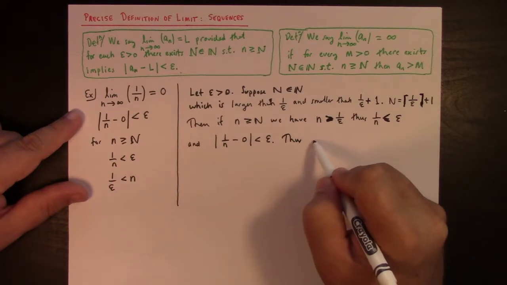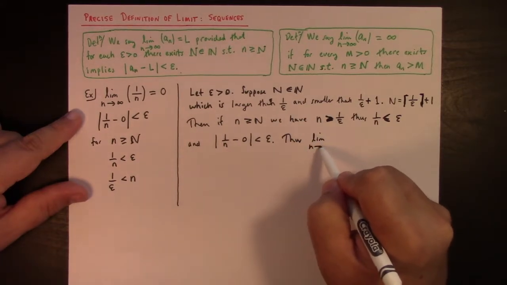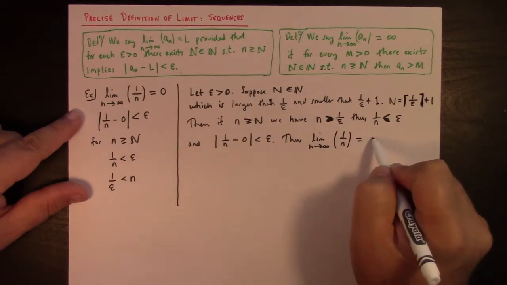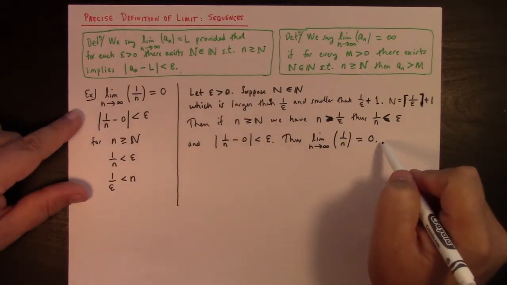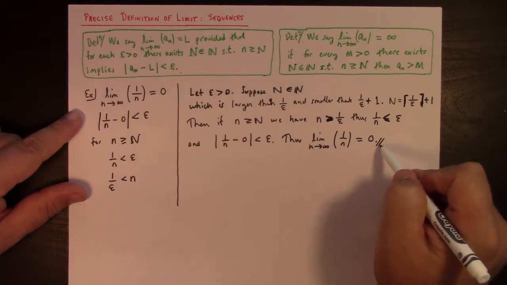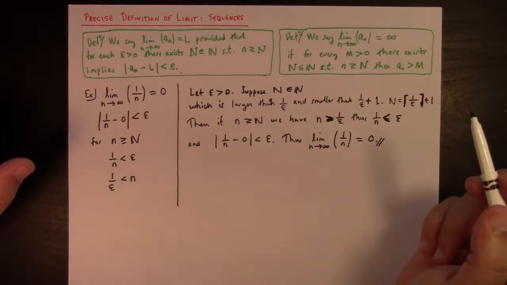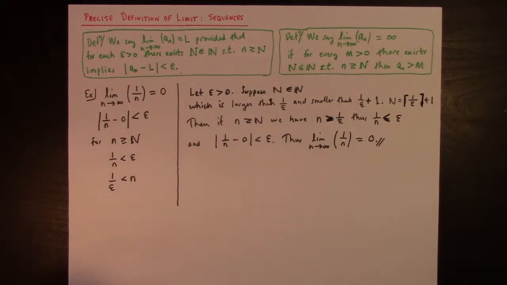Thus, the limit as n goes to infinity of 1 over n is equal to 0. Alright, there you go. So obviously this could be more exciting if the function is more complicated, but something like this is how we give careful proofs that limits went to whatever they went to for a given sequence.